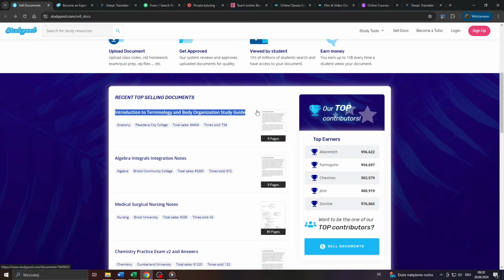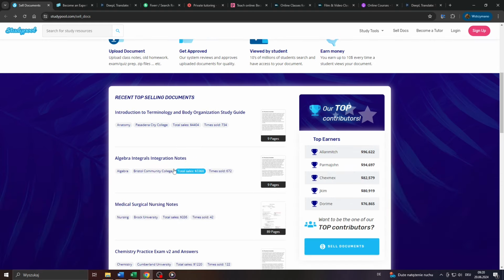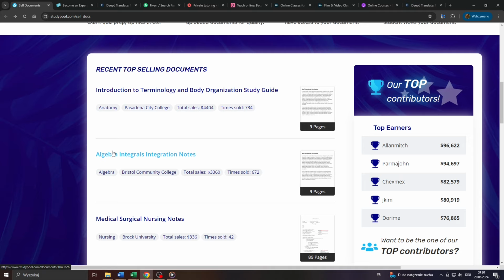Your study documents will become accessible for millions of students from all over the world to potentially bring you even up to $10 every time a student views your uploaded and published study document. Like, for example, if we take a closer look at this list of the recent top-selling documents below, we may learn something more about the realistic earning potential of this earning method.